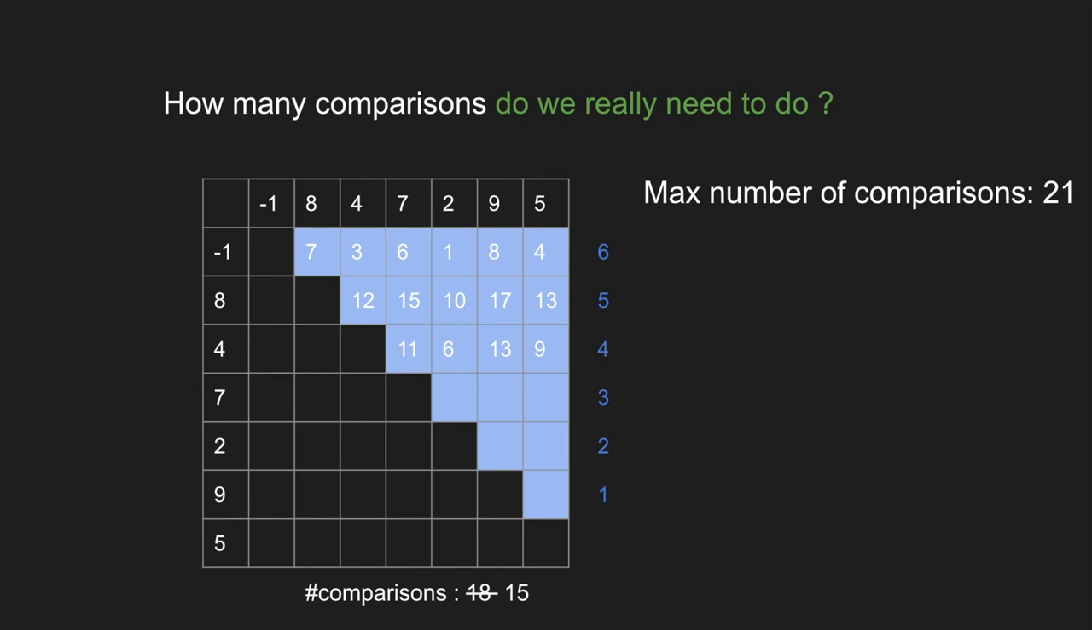In the general case of an array with n elements, we could expect the number of comparisons to be 1 plus 2 plus 3 plus 4, etc., all the way to n minus 1.